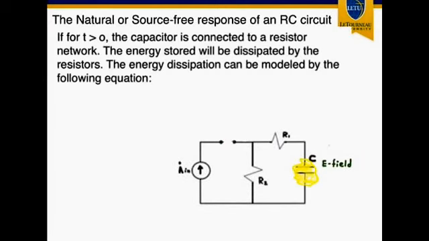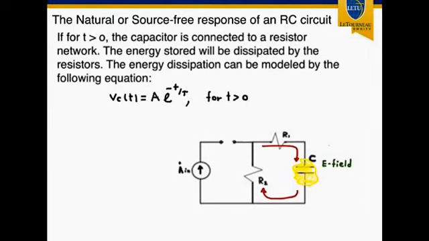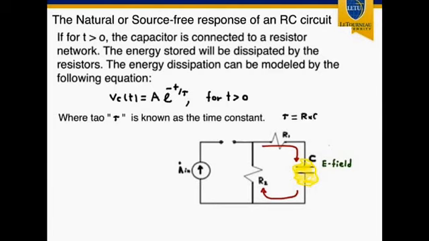Now we're going to take a look at the time after the switch is open, and we're going to denote this time as t greater than 0. The capacitor remains connected to the resistor network, and the energy is going to be dissipated by this resistor network. The energy dissipation can be modeled by the following equation. V sub c of t is equal to A e to the minus t over tau for t greater than 0, where tau is known as the time constant.